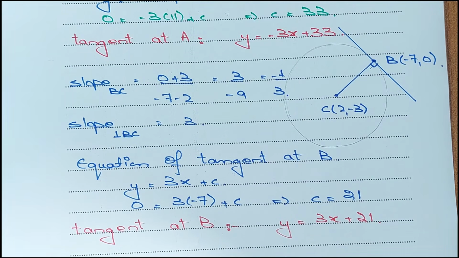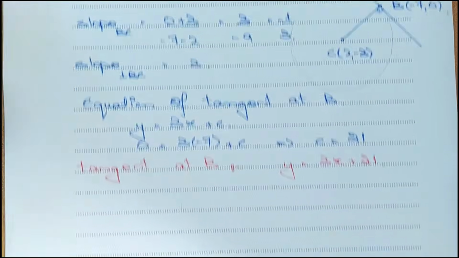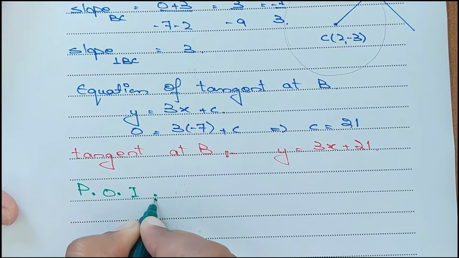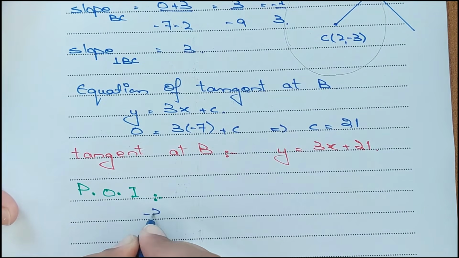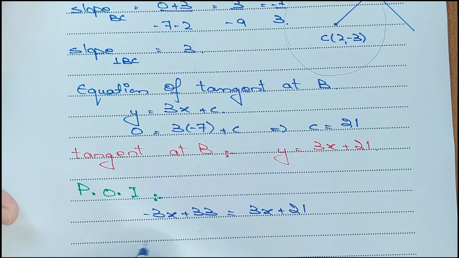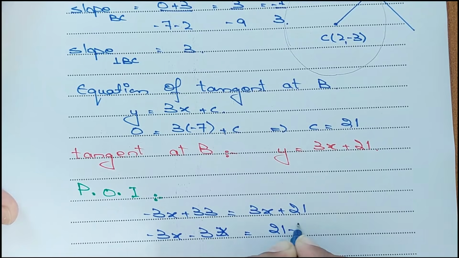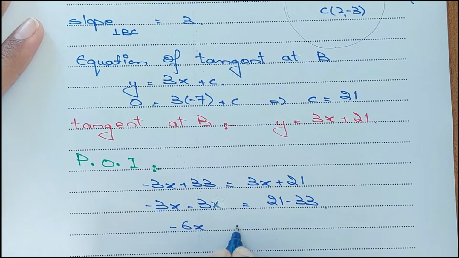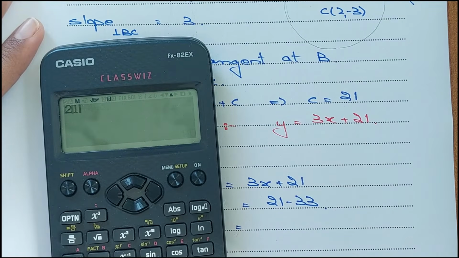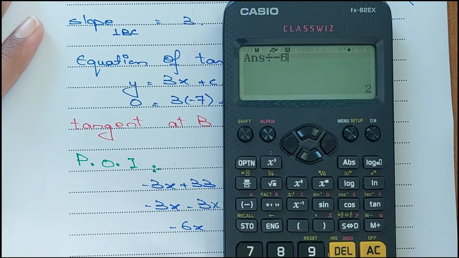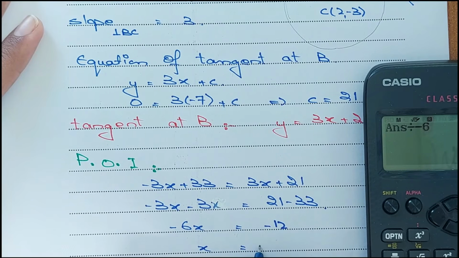Now we need to find the point of intersection of tangents at A and B. So for point of intersection, we need to put both of them equal. So we can say minus 3x plus 33 would be equal to 3x plus 21. Minus 3x minus 3x, this would be equal to 21 minus 33, right? Minus 3 minus 3 is minus 6x, this would be equal to 21 take away 33, minus 12. Minus 12 divided by minus 6 is 2, so x would be equal to 2.